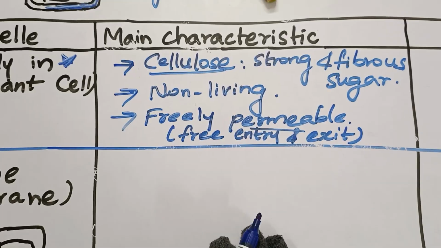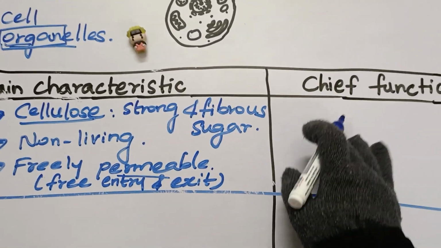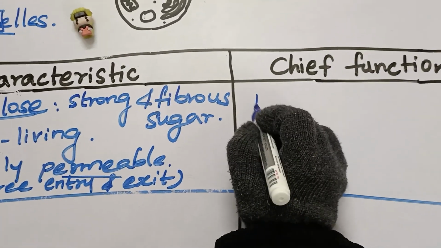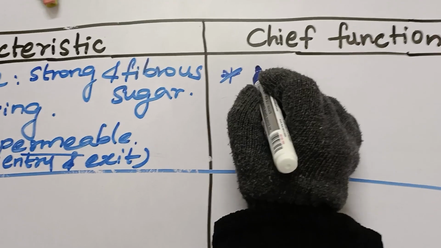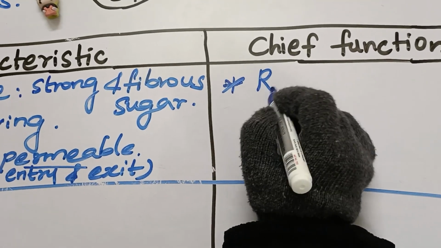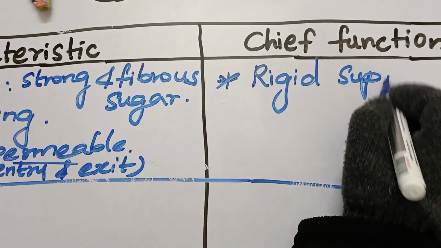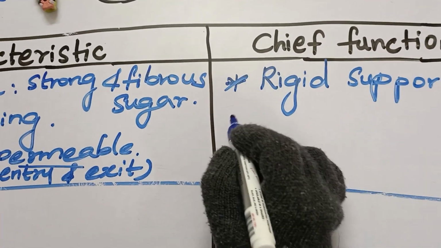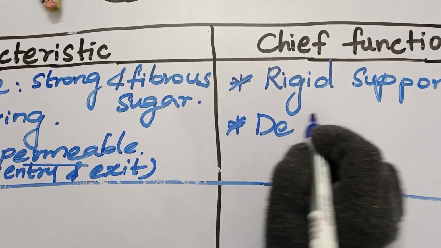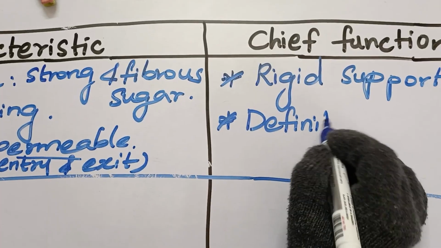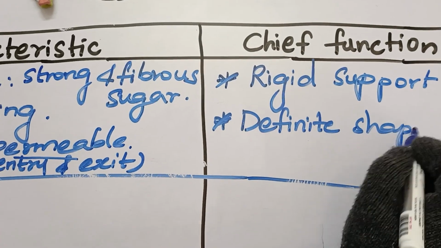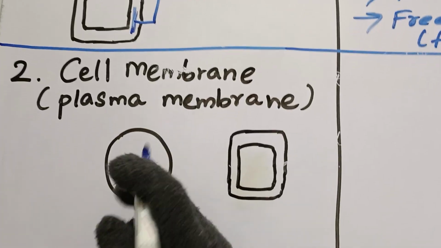Talking about the chief function, what is the chief function of the cell wall? The chief function is to provide rigid support, in the sense to give strong support for the cell. Also, it is going to give a definite shape to the plant cell. Clear? Let's talk about the second organelle, that is the cell membrane.